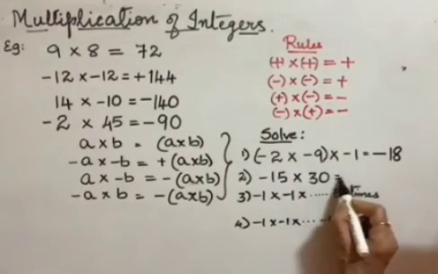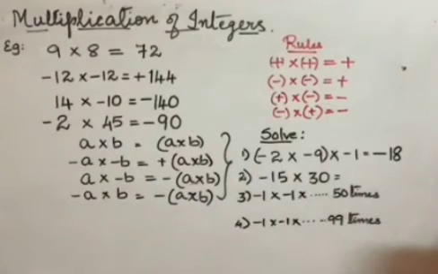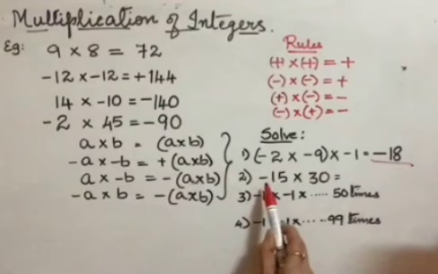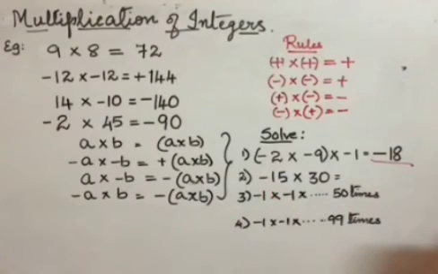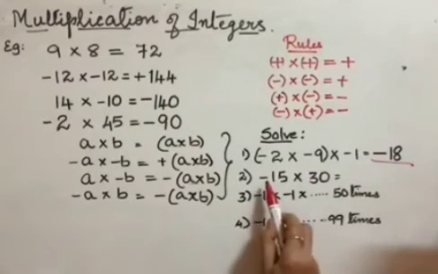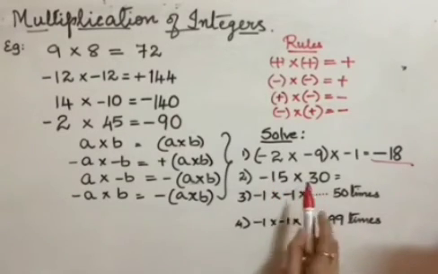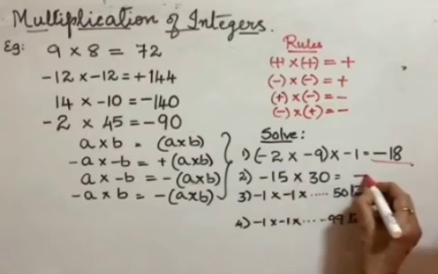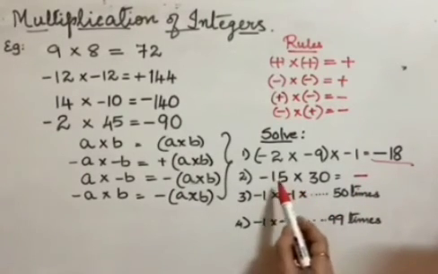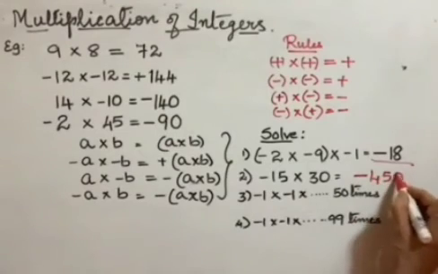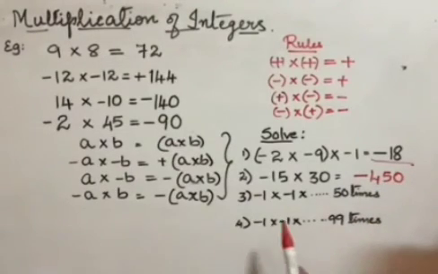Next problem. One is negative. The other one is positive. So, minus into plus is minus. 15 into 3 is 45, children, followed by 0.